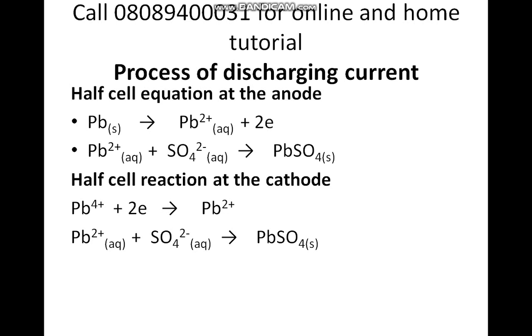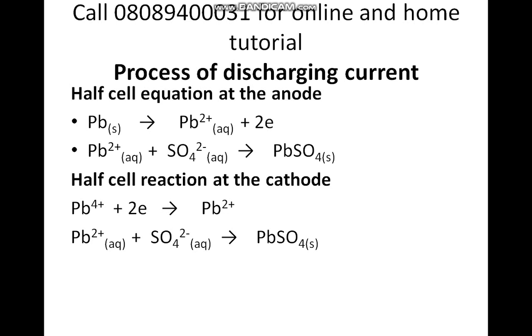What happens at the cathode of the cell during discharging of current? Lead(IV) oxide, which serves as the cathode, gains electrons from the anode and is reduced to lead(II) ion. The lead(II) ion goes into solution and reacts with some tetraoxosulfate(VI) ion of the electrolyte solution to form lead(II) tetraoxosulfate(VI) solid, which is deposited on the cathode. Now let's look at the half-cell reaction at the cathode. The lead(IV) ion gains 2 electrons to give us lead(II) ion.